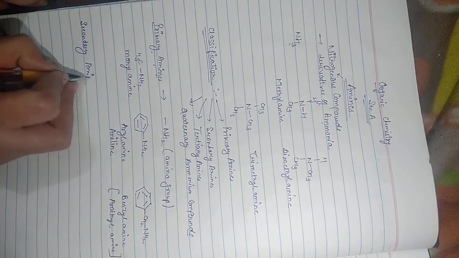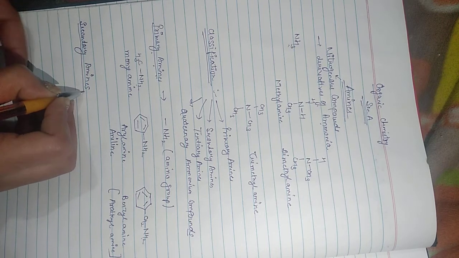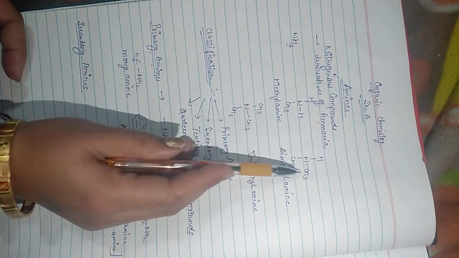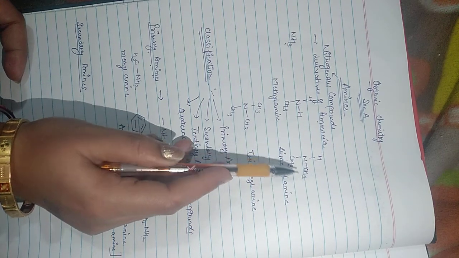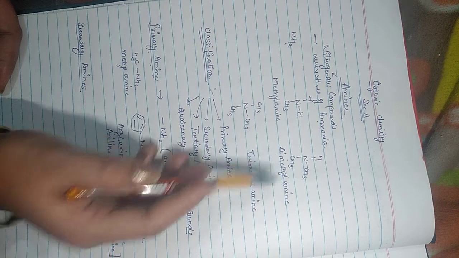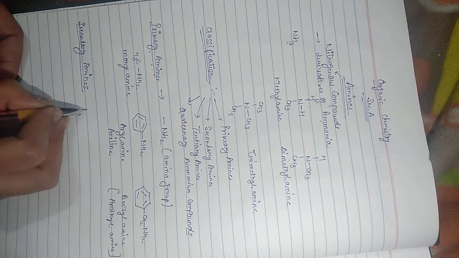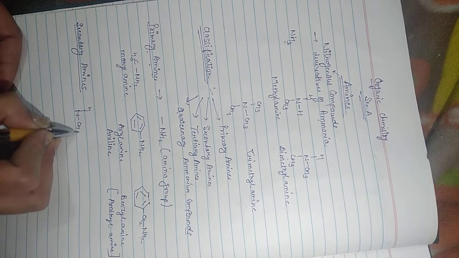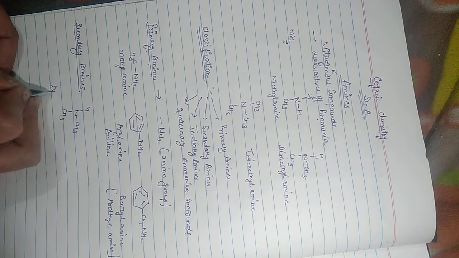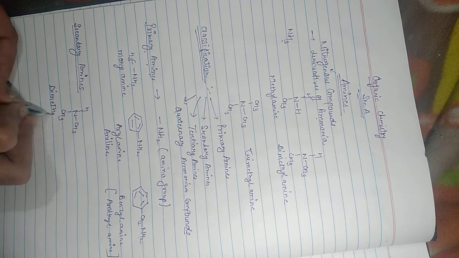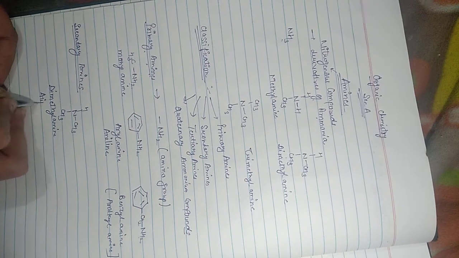Next topic is secondary amines. So what are secondary amines? In which two hydrogen atoms of the ammonia group are replaced by two alkyl groups or two aryl groups. First example we will study is dimethyl amine, in which two hydrogen atoms of the ammonia group are replaced by these two methyl groups. It is dimethyl amine and it is aliphatic in nature.